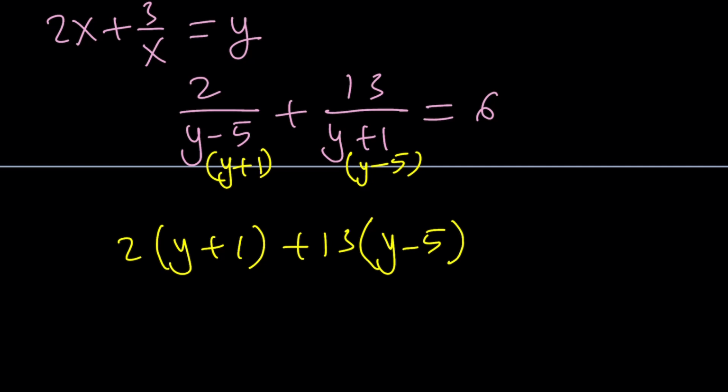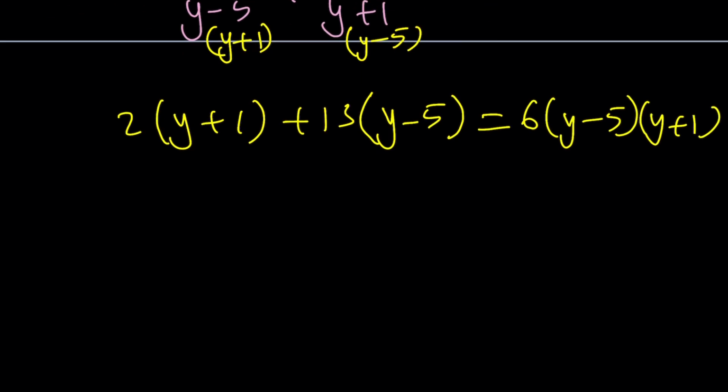Right? And at the bottom, we're going to have 6 times y minus 5 times y plus 1. I mean on the right-hand side. After multiplying both sides by the common denominator, let's go ahead and simplify.